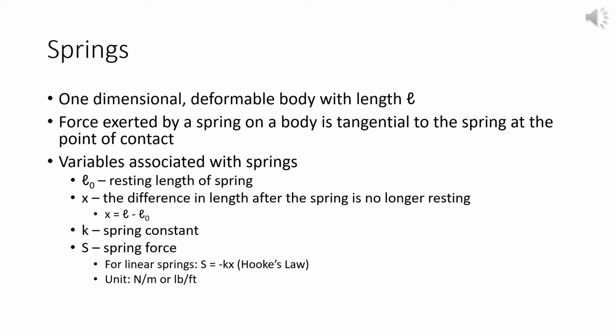K represents the spring constant. S represents the spring force. For linear springs, the spring force can be calculated by multiplying negative k by x. This is also known as Hooke's law. The unit for spring force is newtons per meter or pounds per feet.